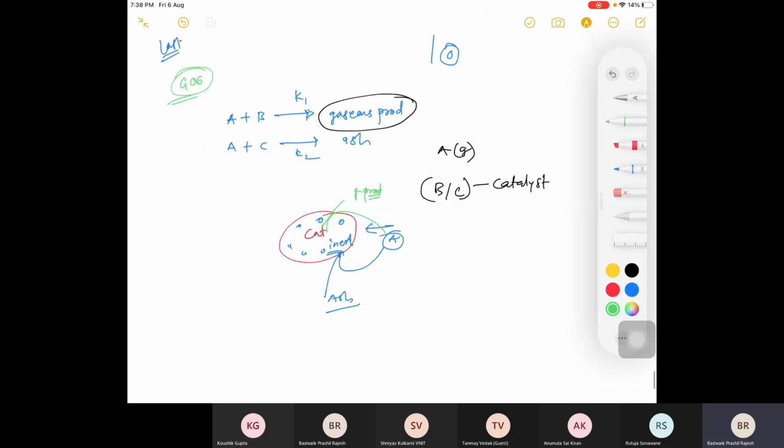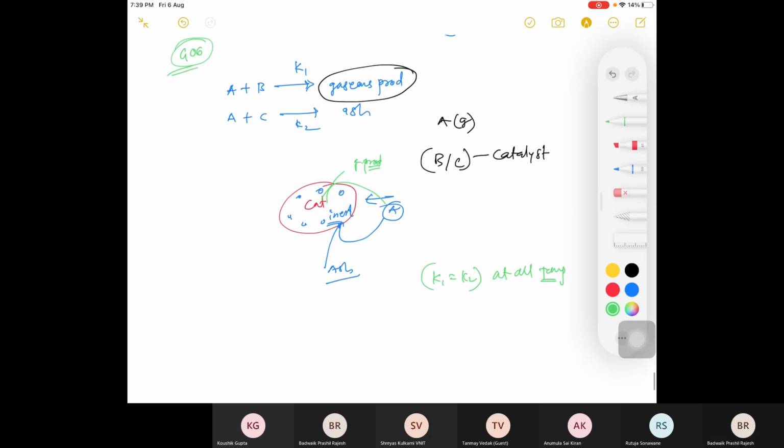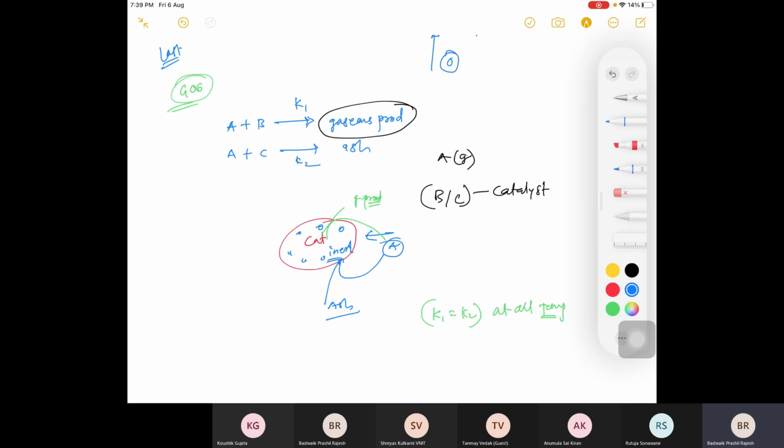Okay, so can you please tell, if K1 and K2 are equal at all temperatures, what is the relation between T1 and T2? If T1 is the time for this first one, is it mentioned? T1 and T2, I'll check. T1 and T2 are the times.